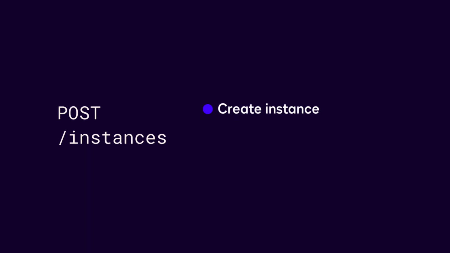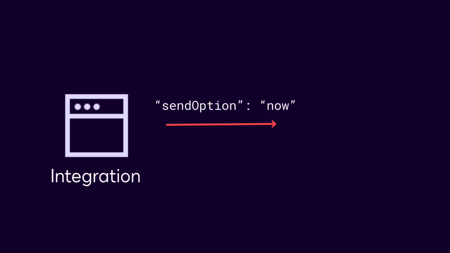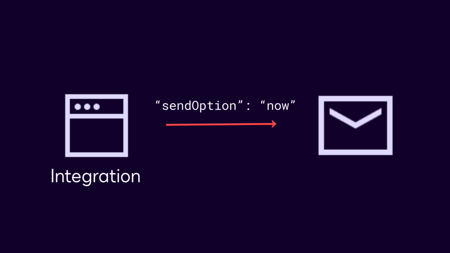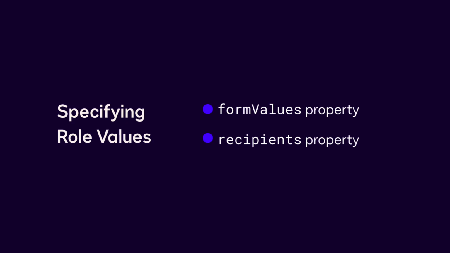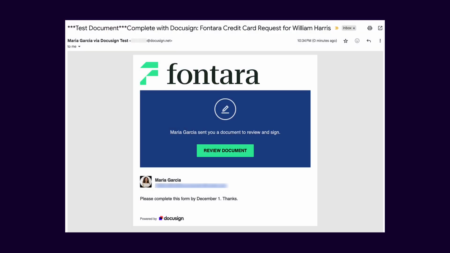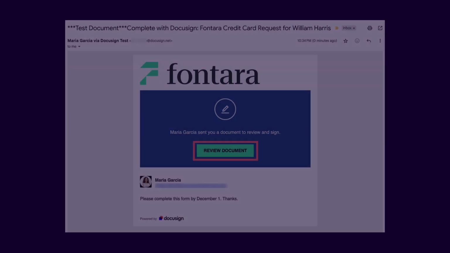To pre-fill field values, you pass a form values property in the request body that specifies each field name and the value to pre-fill. If your request body includes the send option property with a value of now, the request triggers an email to all recipients assigned to the first step of the routing order. Your request must also specify required values for each role in the envelope associated with the web form. If your form values property does not include all the required role data, you can include the recipients property to specify these values. The email sent as a result of this API call contains a link to the envelope with the web form embedded in the envelope flow.